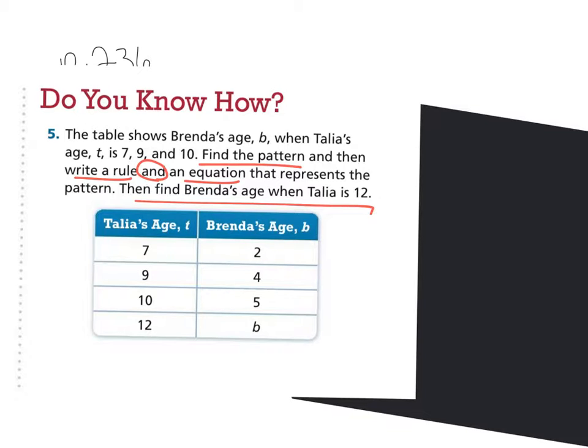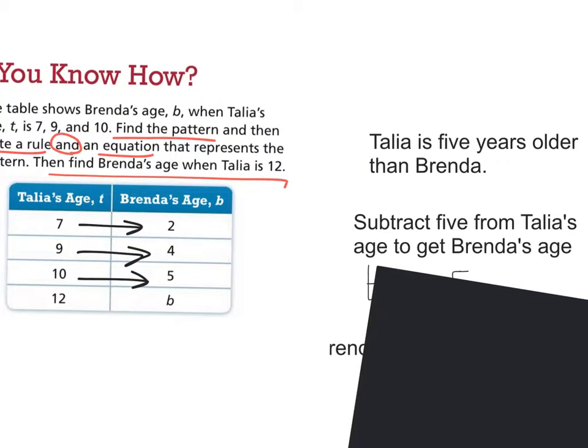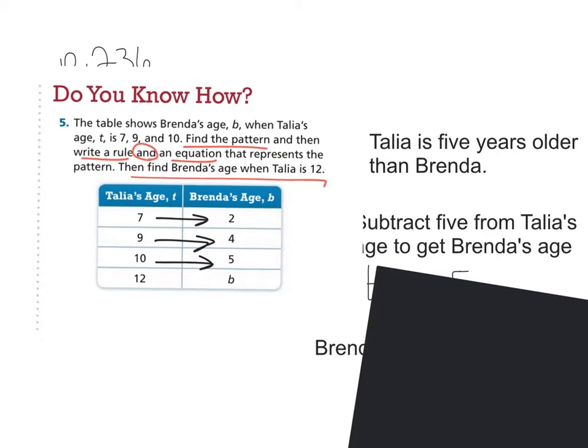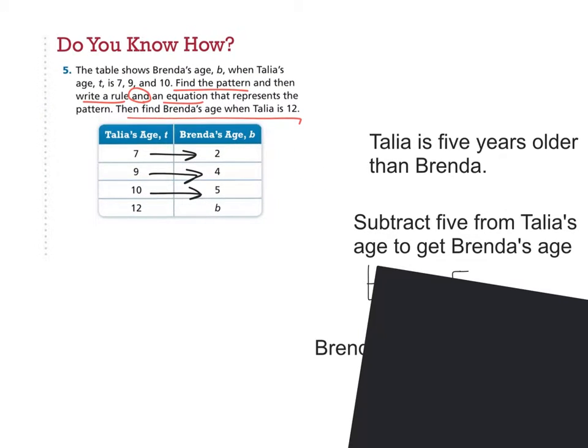So if you look at the table here, you might notice if we look from Talia's age to Brenda's age, Brenda is always younger, and it's always by a set amount, which should be the case here. So Brenda looks like she's always 5 years younger. So we could say, depending how we want to look at this, Talia is 5 years older than Brenda, or you could say Brenda is 5 years younger than Talia. Okay, that would be a pattern.